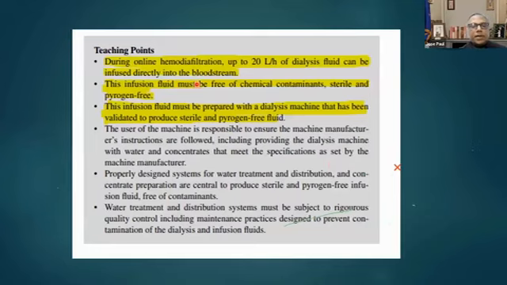During online hemodiafiltration, up to 20 liters per hour of the dialysis fluid can be infused directly into the bloodstream. The infusion fluid must be free of chemical contaminants, sterile and pyrogen free. The infusion fluid is prepared with a dialysis machine that has been validated to produce sterile and pyrogen-free fluid. These are the things you have to remember with regard to online hemodiafiltration.